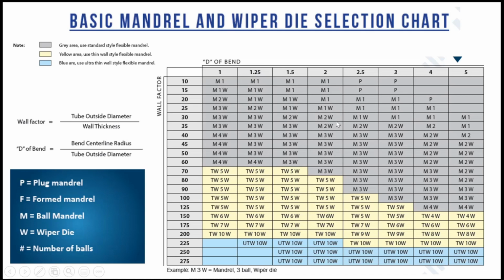eliminate your issue. The other key thing to keep in mind with this chart is as the D of bend gets tighter and your wall factor increases, the need for potentially a different style mandrel is going to show up on the chart. In the gray area, these are all standard pitch mandrels. In the yellow area, the TW stands for thin wall, and you also hear closed pitch, which is the same configuration. And then we also have in this blue area, ultra thin wall, or sometimes referred to as ultra closed pitch.